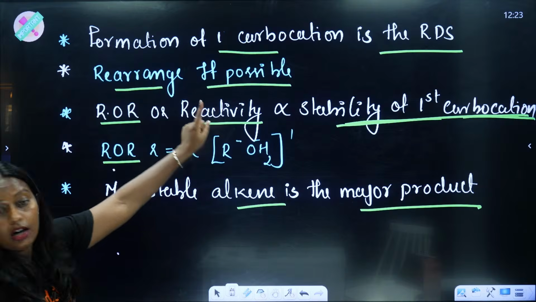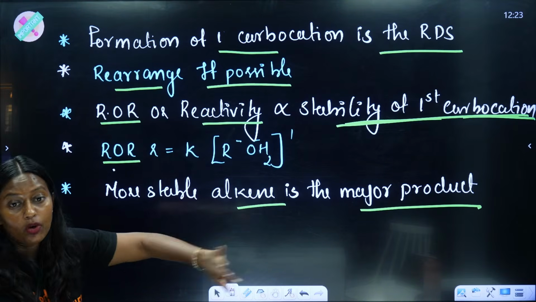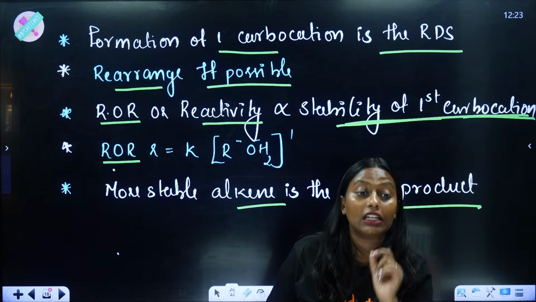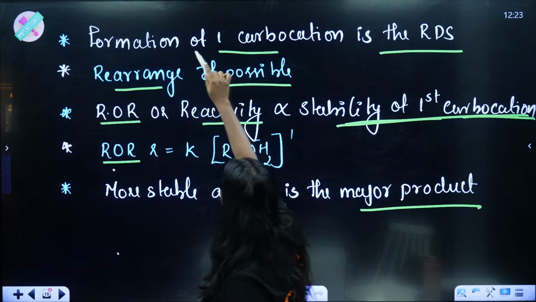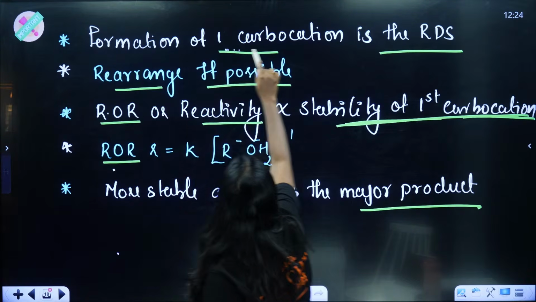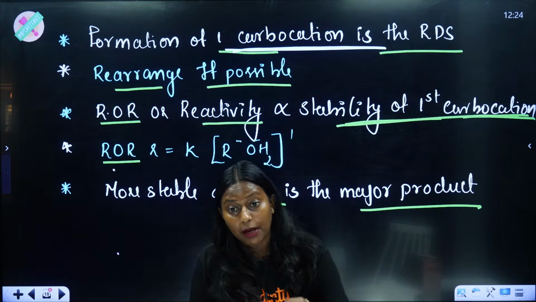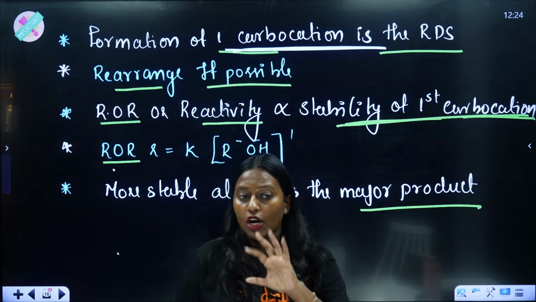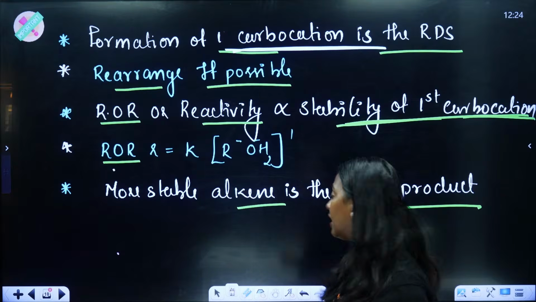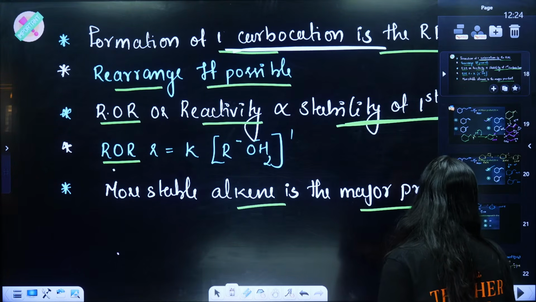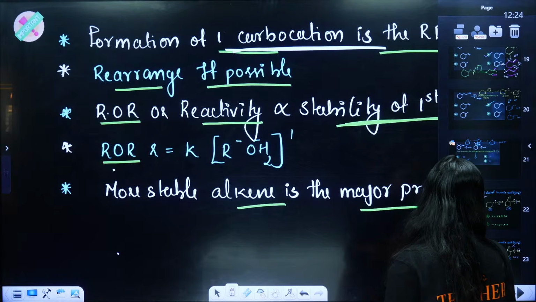So the rate determining step. Which step is actually the rate determining step? I already told you, the formation of carbocation step. Formation of carbocation step means before rearrangement. So before rearrangement is the rate determining step, not after rearrangement.